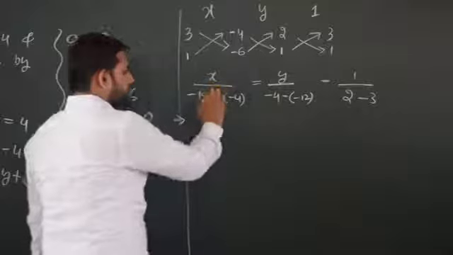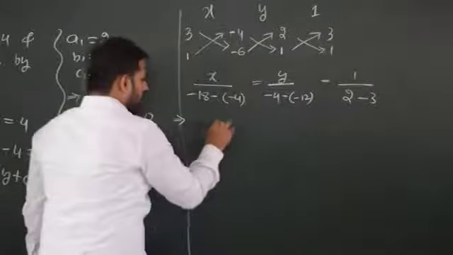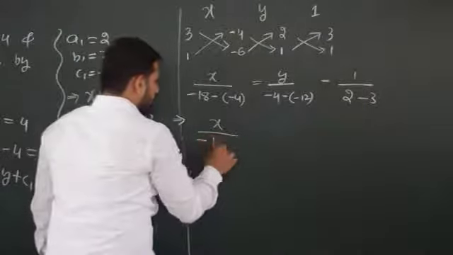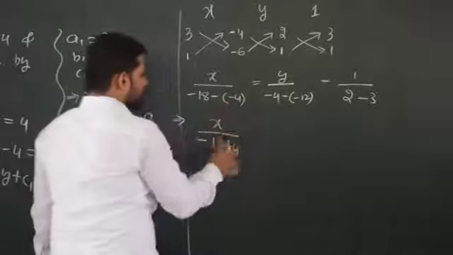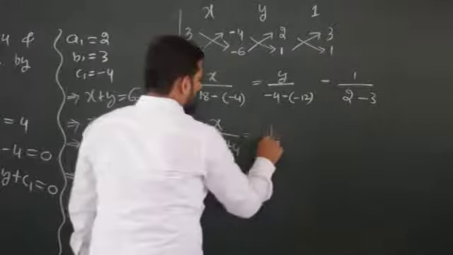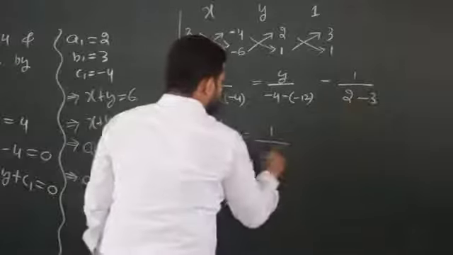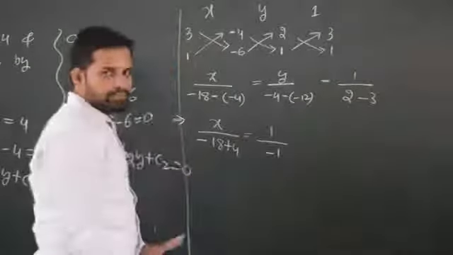You are going to compare first term and third term. I told you already. So x divided by minus 18 plus 4. Minus of minus means plus, right? Plus 4. And that is equal to 1 divided by 2 minus 3 is minus 1. This is the first step.